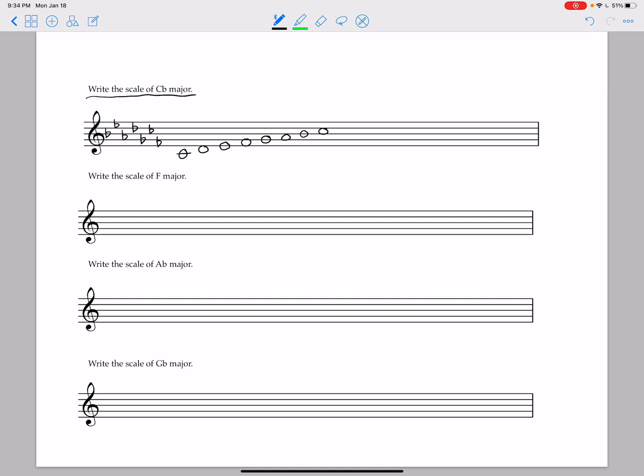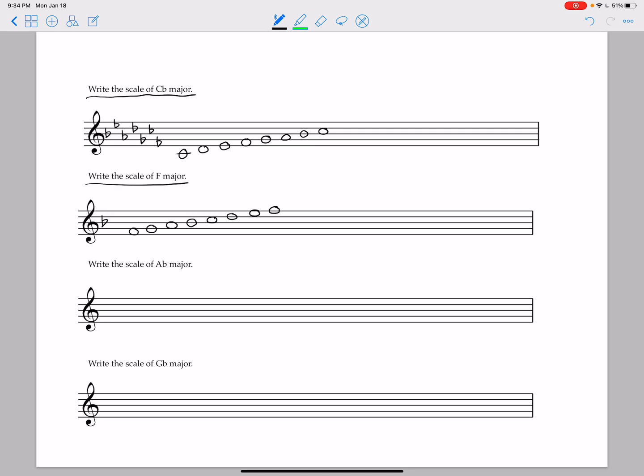All right, this one right here, write the scale of F major. That's the one we memorized. It has 1 flat, and it's a B flat. So then we start on an F, G, A, B flat, C, D, E, and F.